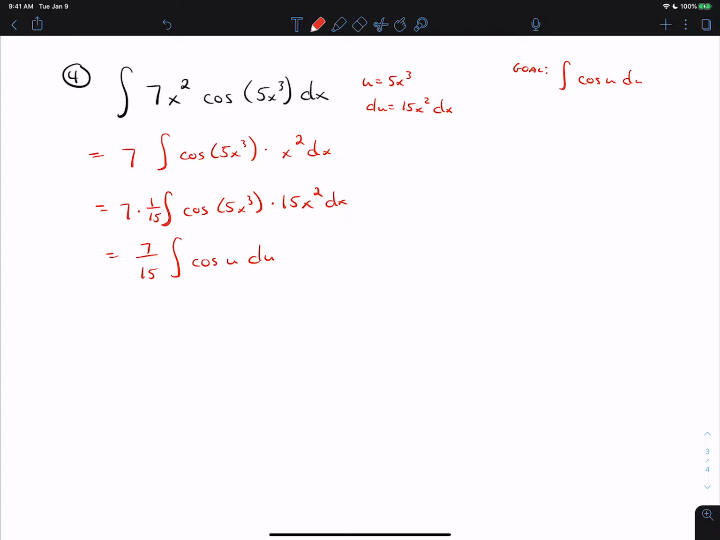The integral of cosine u is positive sine, so we get 7/15 sine u plus c, which is 7/15 sine of 5x cubed plus c. And that's the answer.